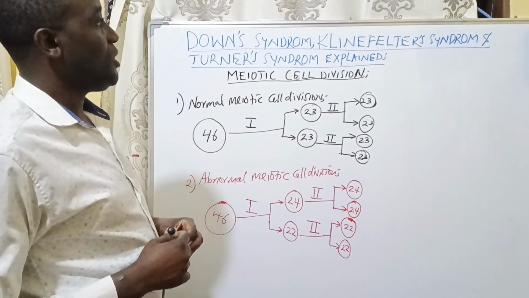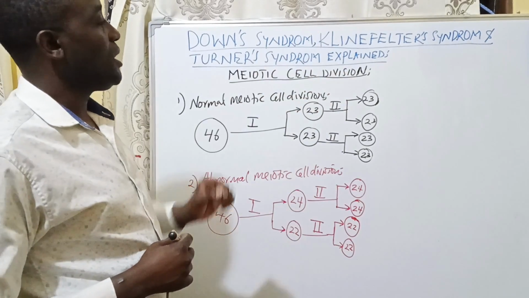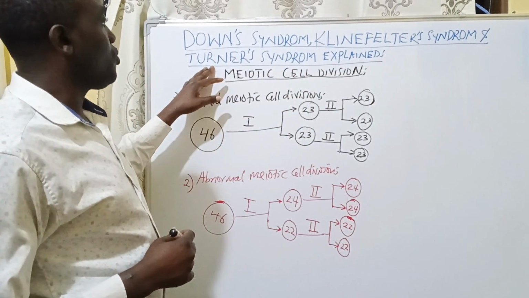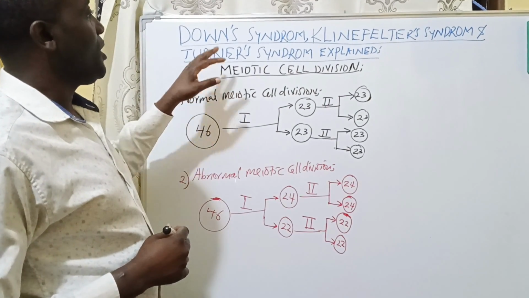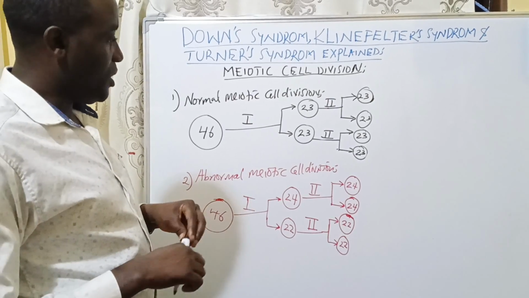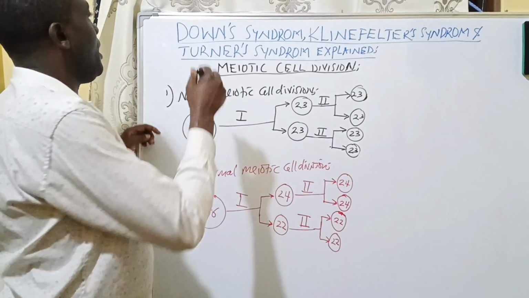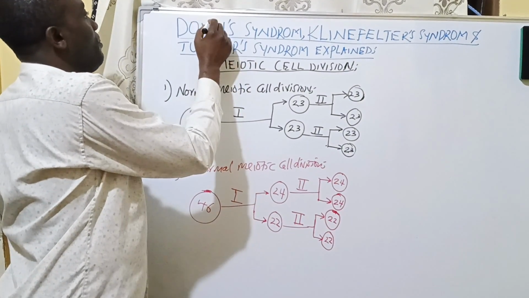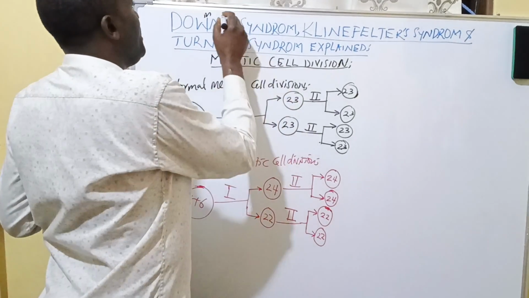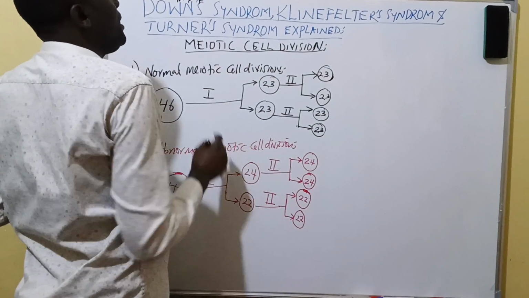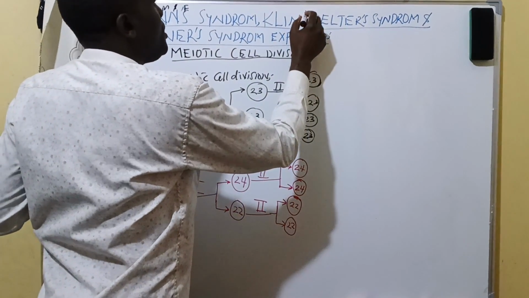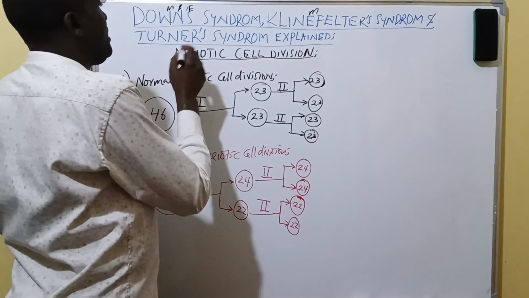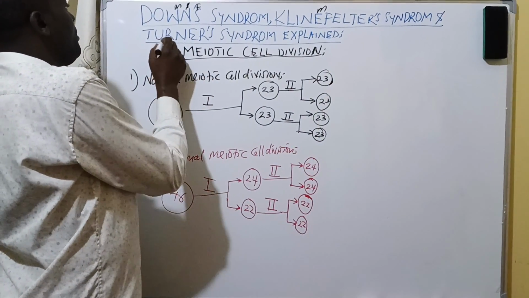Klinefelter syndrome is for only males. Then Turner syndrome is for females. Down syndrome is for males and females. Klinefelter syndrome is for males. Then Turner syndrome is for females.